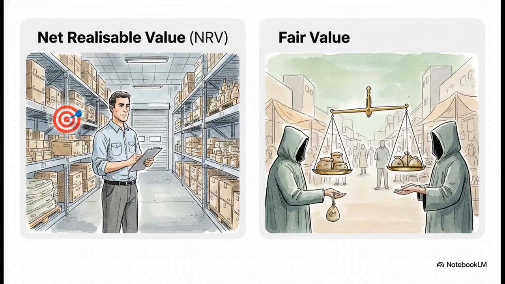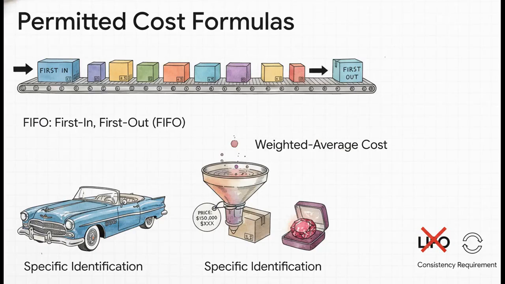This right here is such a common point of failure in practice. NRV is an entity-specific value. It reflects the company's own unique expectations and plans. Fair value, on the other hand, is a market-based measurement defined over in Ind AS 113. Confusing these two is a frequent error that gets flagged in regulatory reviews, so this distinction is paramount for both preparers and auditors. When it comes to cost formulas, paragraph 25 is both clear and quite restrictive.